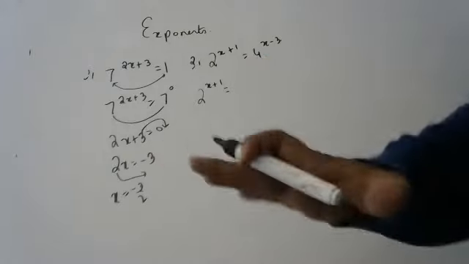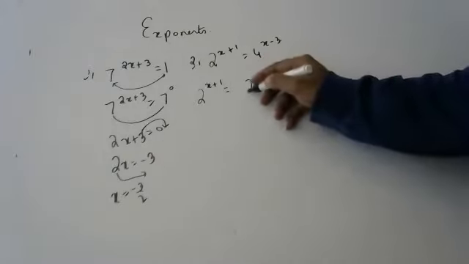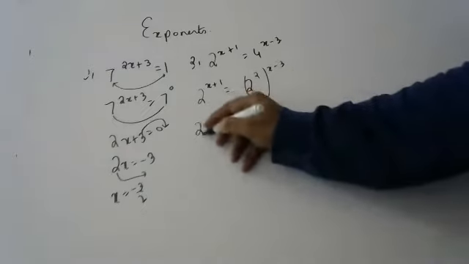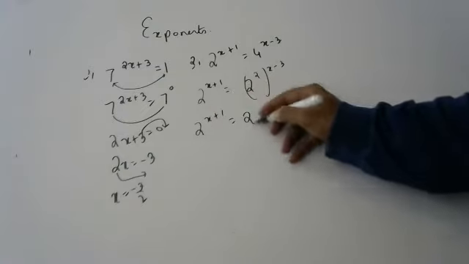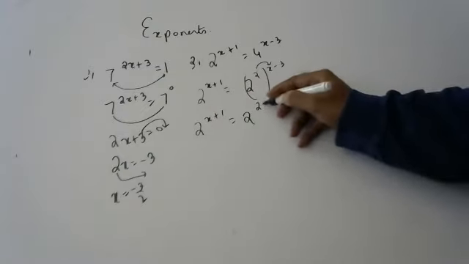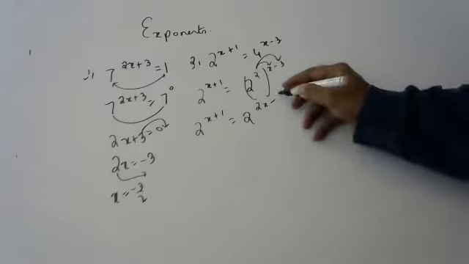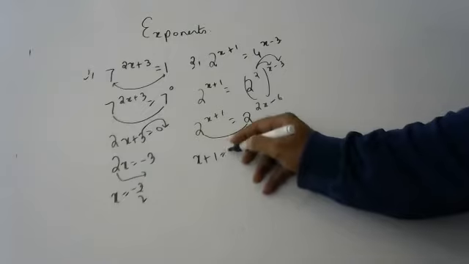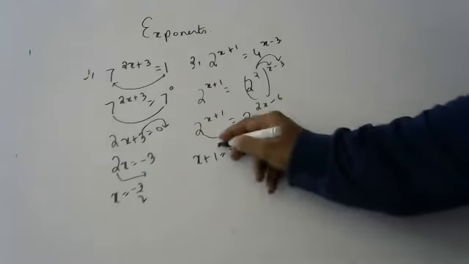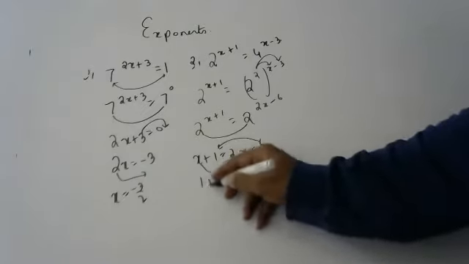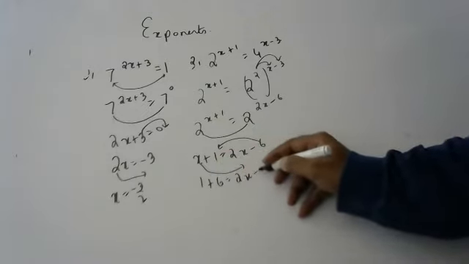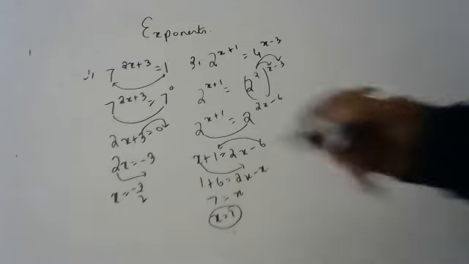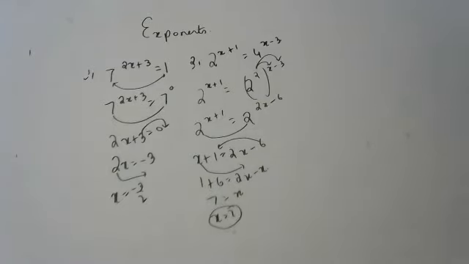Okay, very good. Fantastic. So 4 we can write as 2 to the power of 2, x minus 3. 2 to the power of x plus 1 is equal to 2 to the power of 2x minus 6. When bases are same, powers can be equated. So x plus 1 is equal to 2x minus 6. 6 comes here, x goes there. So 1 plus 6 is equal to 2x minus x. 7 is equal to x. So x is equal to 7. That's it, children.